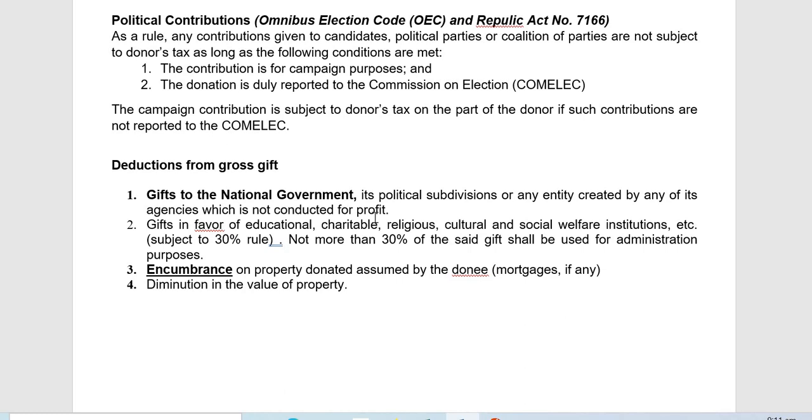The encumbrance on the property donated: if the donee assumed the mortgage, you can also claim it as a deduction. And also, diminution of the value of the property. Okay?